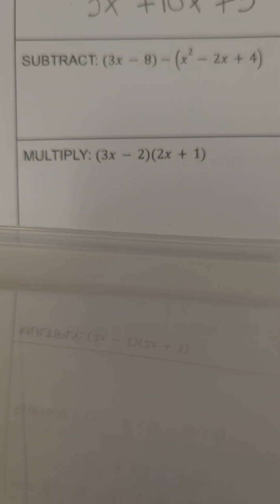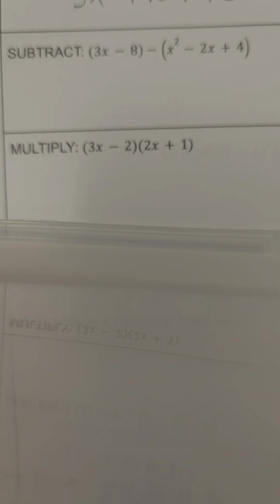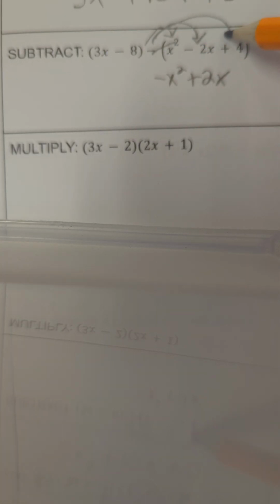Okay, so next we have a subtraction problem. And when we do subtraction, we need to make sure that we distribute our negative sign into the second parenthesis. So I'm going to have a negative x squared here. I'm going to have a positive 2x here, because two negatives makes a positive. And I'm going to have a negative 4 over here.